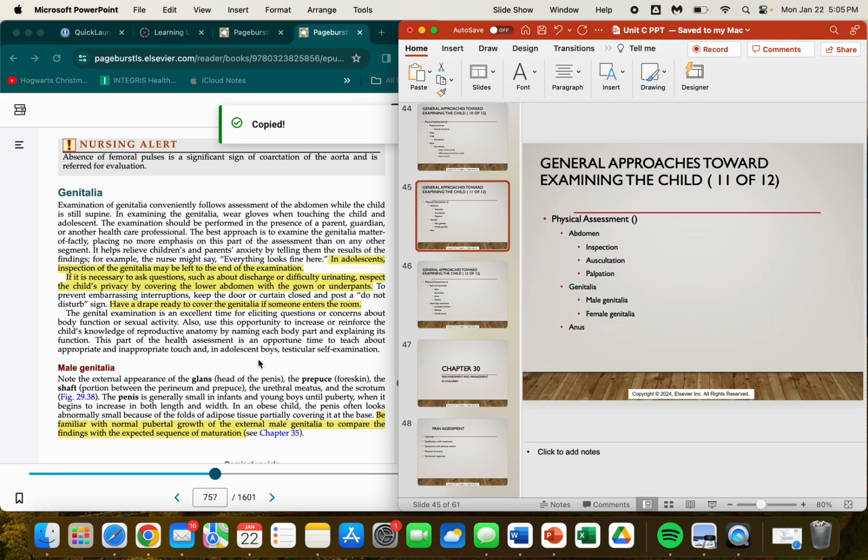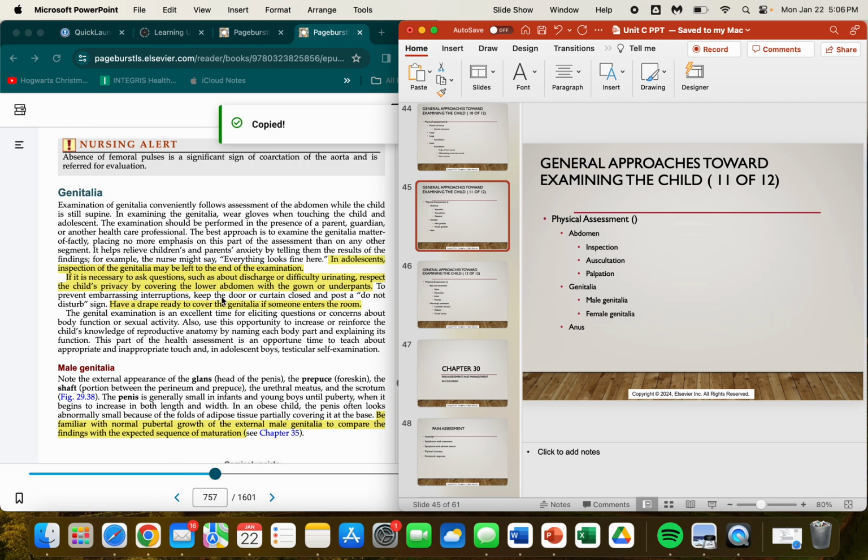On genitalia inspection, we obviously want to take into account their age. It is a little easier with an infant, who is not aware of you assessing their genitals the way an adolescent would be. So it's pretty common to assess genitals on an infant.